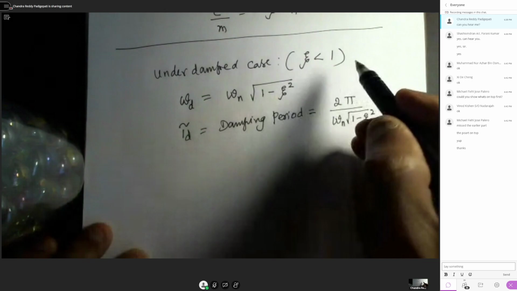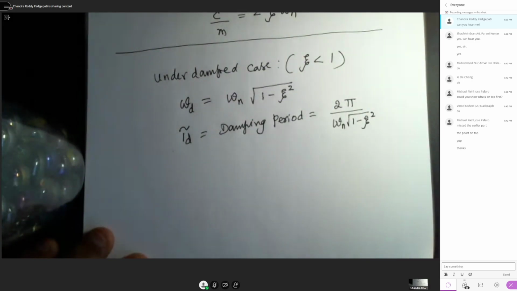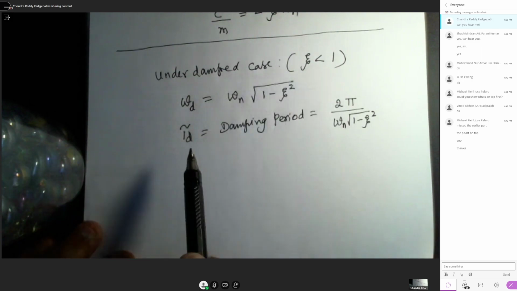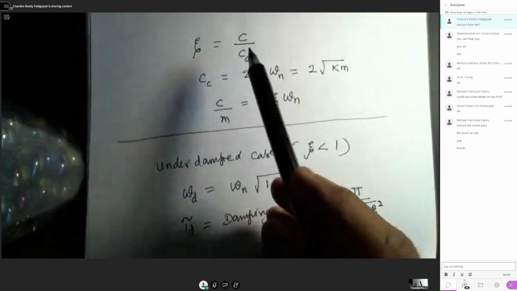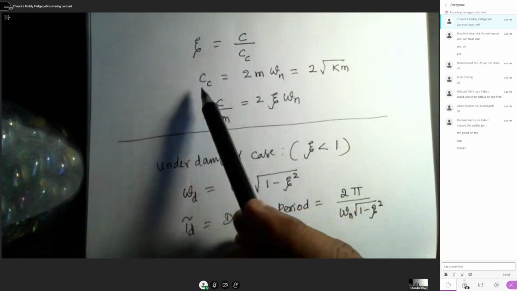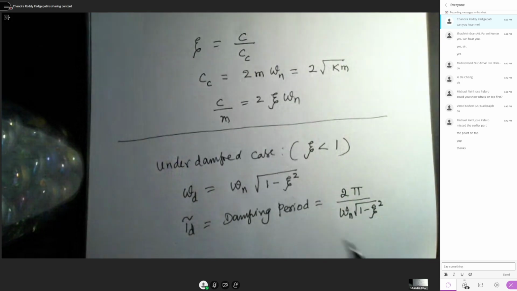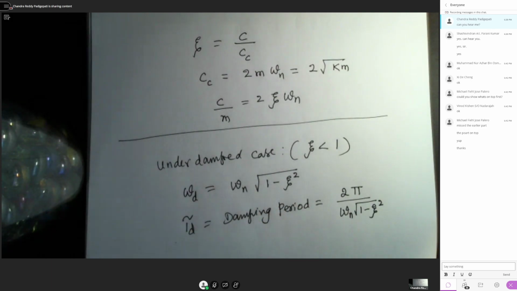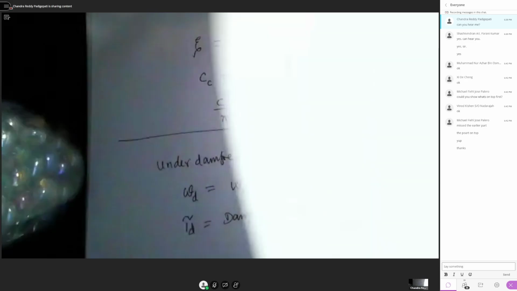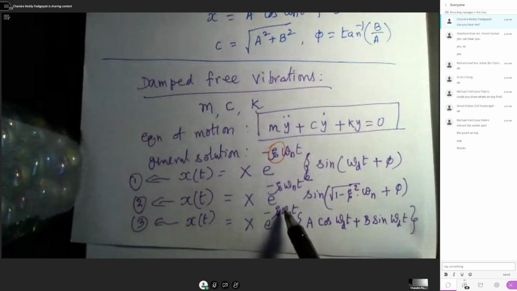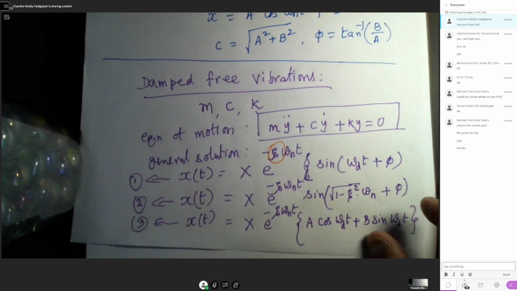These are the important things to note when we are dealing with damped free vibration. The underdamped case is important, and the damping ratio is C, the damping constant, over the critical damping constant. From this we can relate the damping ratio, which is important in analyzing damped free vibrations. If you see the response we have done for damped free vibrations, eta is by far the most important part. You can see eta is coming in all the forms of the general solution.